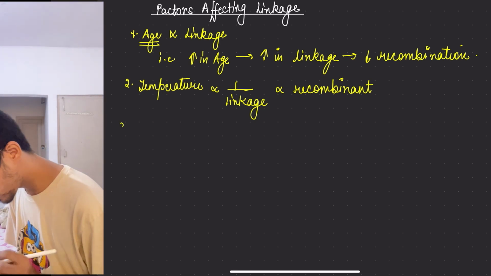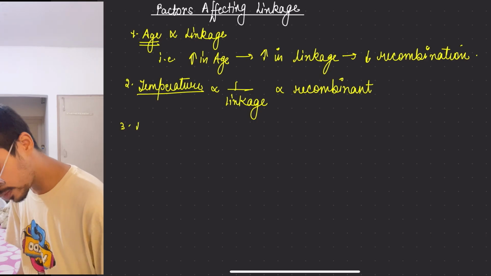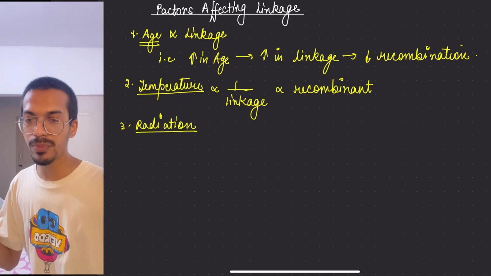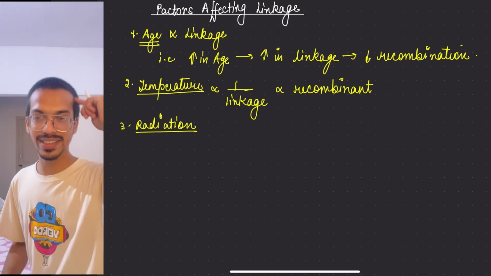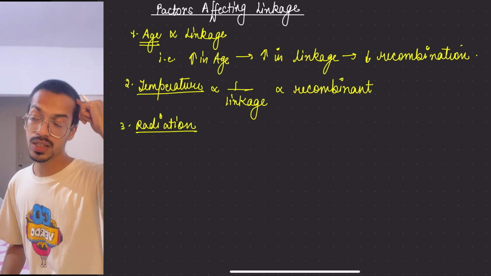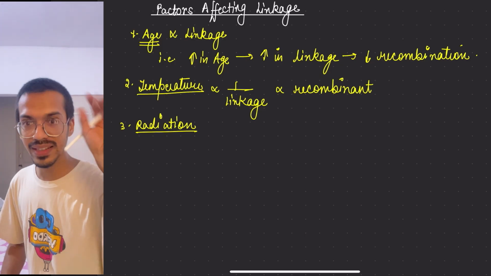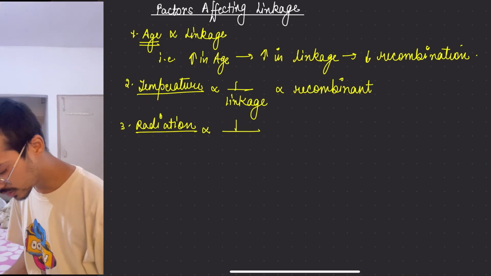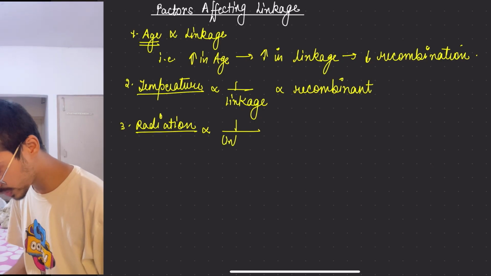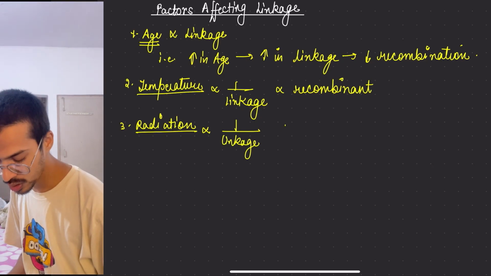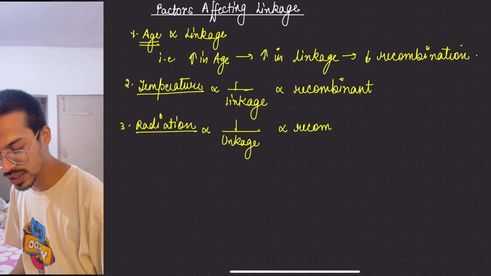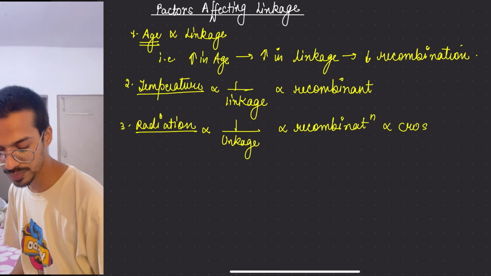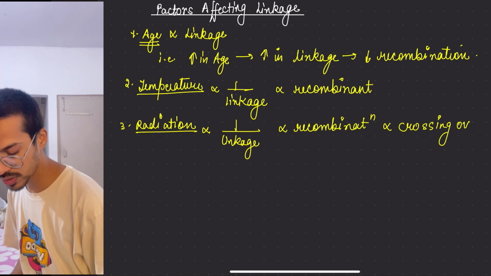Next, after temperature, the next thing is radiations. Radiations also do the same thing, because radiations are bad, right? So imagine that radiation is the vamp of the serial. Okay, so if the radiation comes, linkage will be less. Means closeness will be gone. So linkage is inversely proportional to it and directly proportional to recombinants. When I'm saying recombination, it also means directly proportional to crossing over also. So here also crossing over.